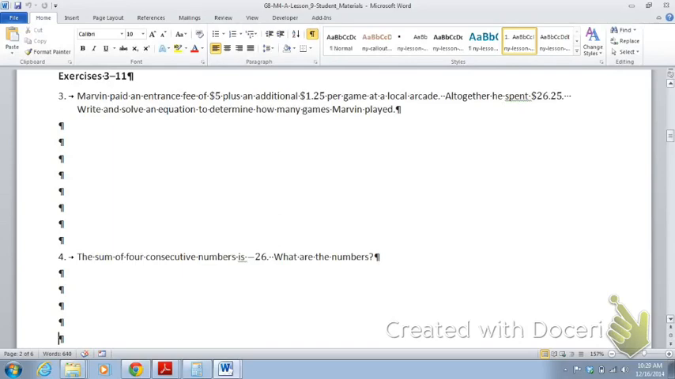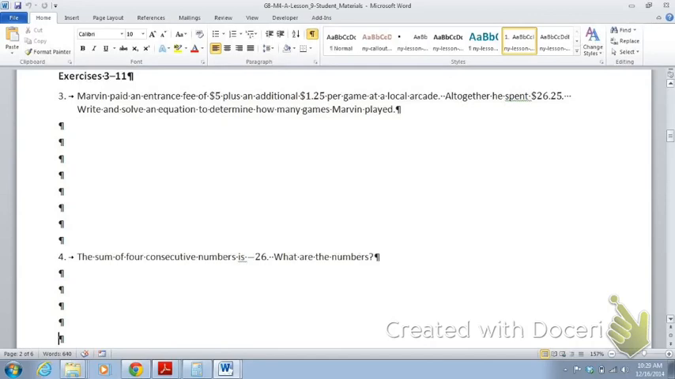Marvin paid an entrance fee of $5 plus an additional $1.25 per game at a local arcade. Altogether, he spent $26.25. Write and solve an equation to determine how many games Marvin played.